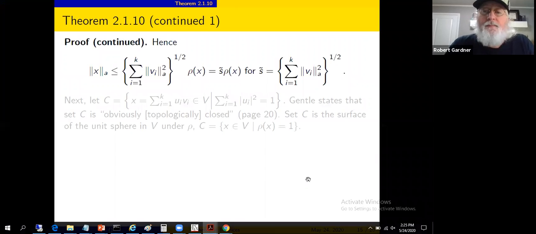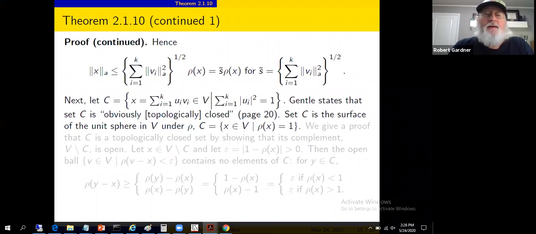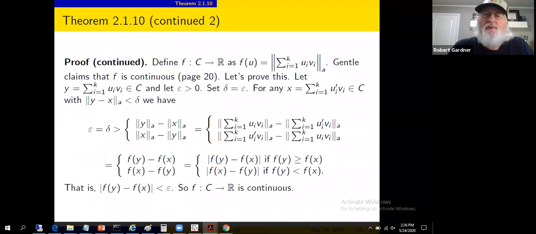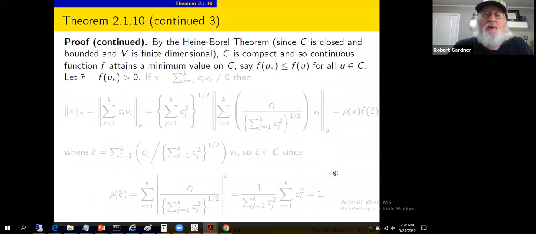All right. Now, let's come back to this part. I think I want to do the linear algebra first and some of these details later. We're going to consider a particular set. It's the surface of the closed unit ball in some space. I'm going to do some epsilon delta stuff. Gentle makes some claims that I'd like to go through the details on because I don't think they are very obvious. But more of that here in a little while.